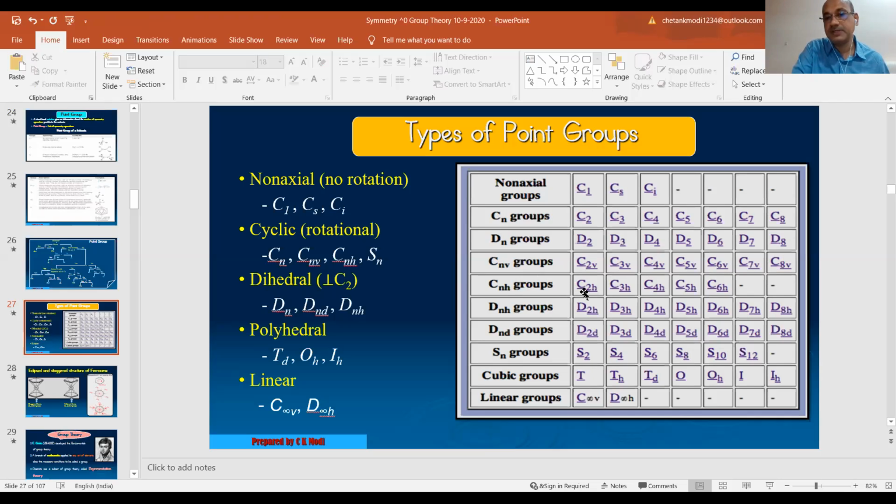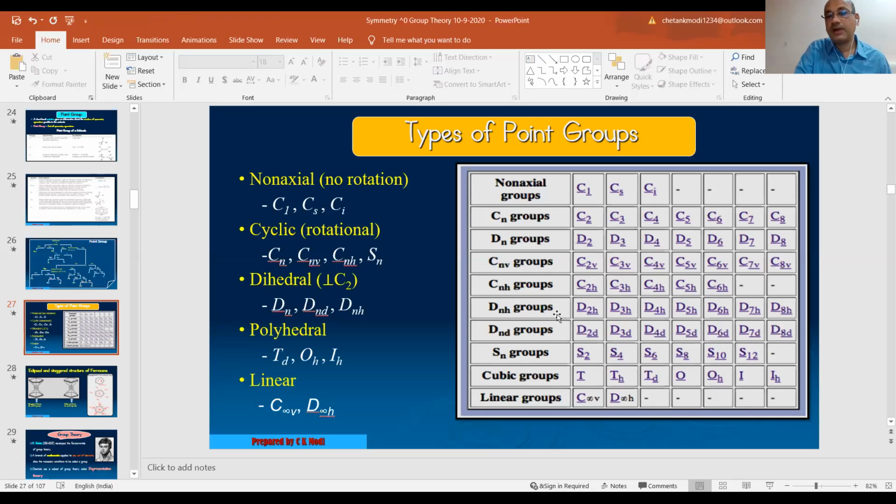So identity E is present, a C2 axis is present, and sigma H is present. Therefore, C2H. As I told you earlier, that is the chair form of cyclohexane. In that case, C2 is present, situated on the Z axis, and sigma H is also present, and E is present. Therefore, E plus C2, and C2 plus sigma H, the point group is C2H. Same way C3H, C4H, C5H and so on.